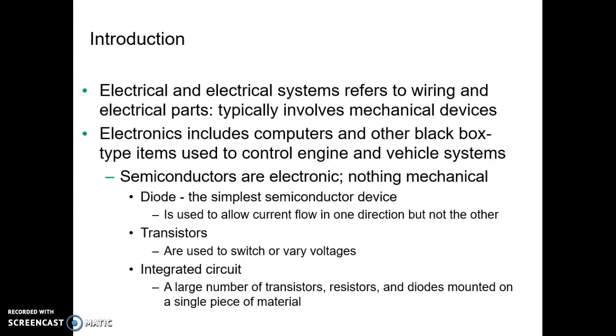Electronics include computers and other black box type items used to control engine and vehicle systems. They include many semiconductors. They are electronic. There's nothing mechanical. Diodes, transistors, and integrated circuits are all electronic devices that use semiconductors to do the work of an electrical mechanical switch.